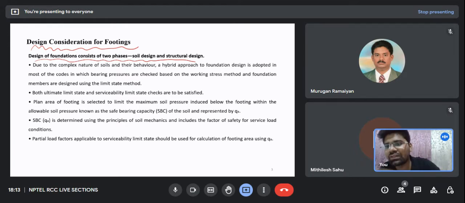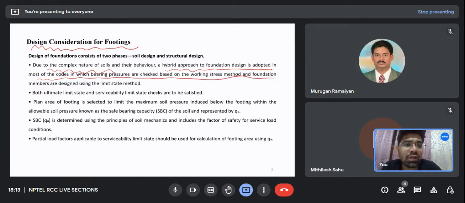So let's move on further. Due to the complex nature of soil and their behavior, a hybrid approach to foundation design is adopted. Most of the codes in which bearing pressures are checked are based on the working stress method, and the foundation members are designed using the limit state method. Why I am calling the design of footing a hybrid method is because now we have to deal with both soil design as well as structural design.